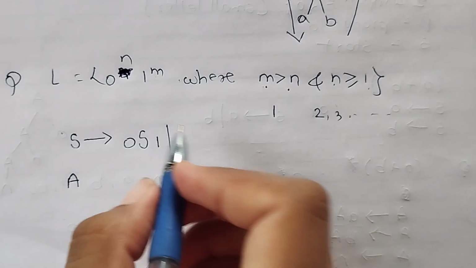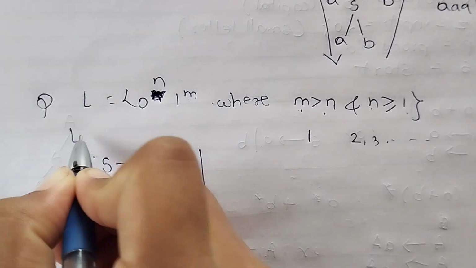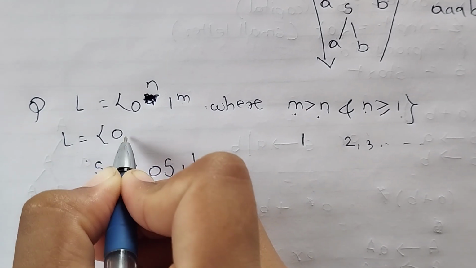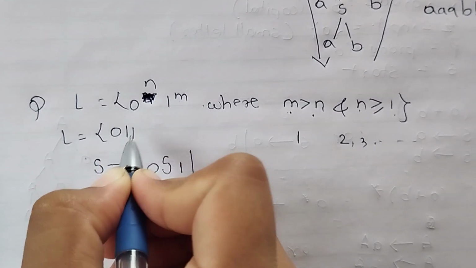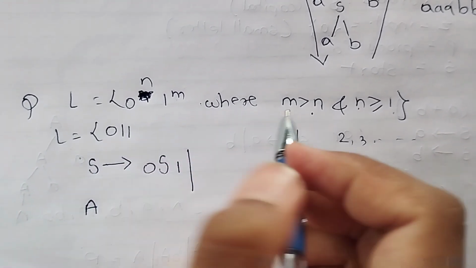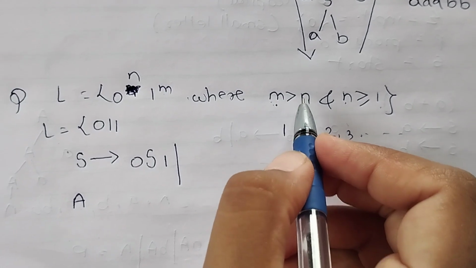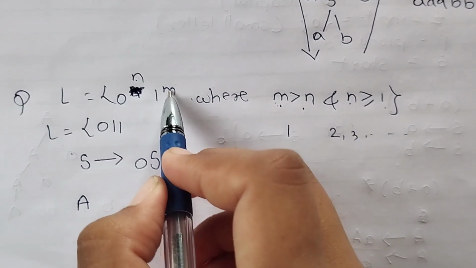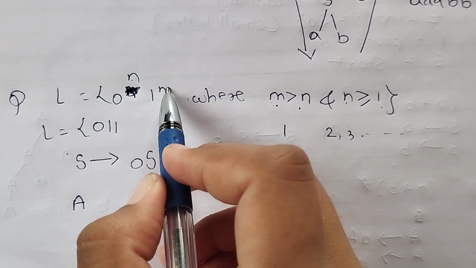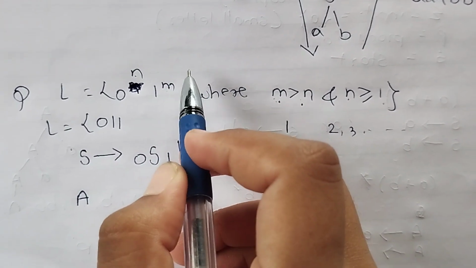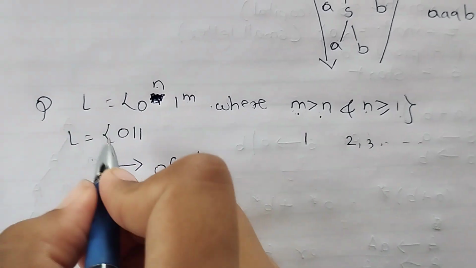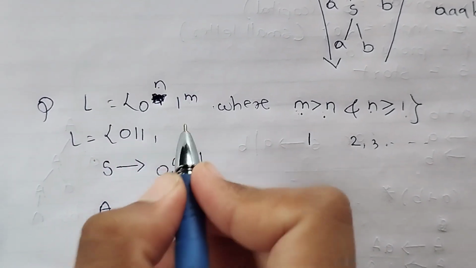Because here we simply write the language. So it can be language 011, because 01 is not considered, because m is always greater than or equal to n. Means when we put n equal to 1, that time m is greater, so start from 2, 3, 4 but not 1. m is always greater than or equal to n. So this is 011.